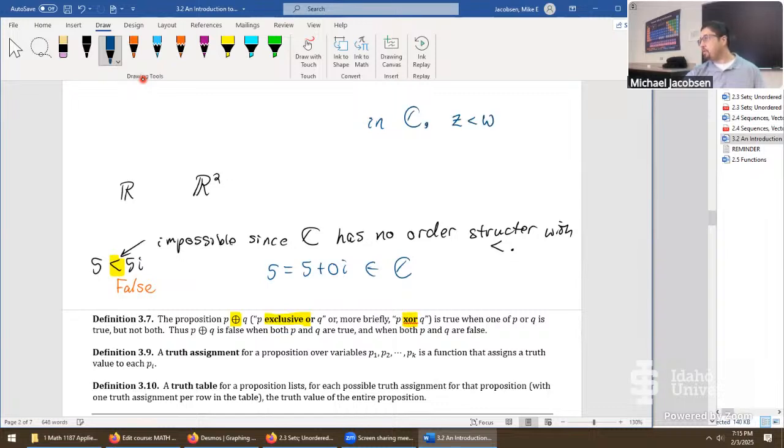So in C, Z less than W has no meaning. And this is true in R2. X less than Y has no meaning in R2 either. But there's a way to kind of fix this. You can say, however, if we go to the so-called modulus in the complex numbers, which is like finding the distance of a vector in R2 or finding the norm of a vector, we can say that the modulus of Z less than the modulus of W does have a meaning.